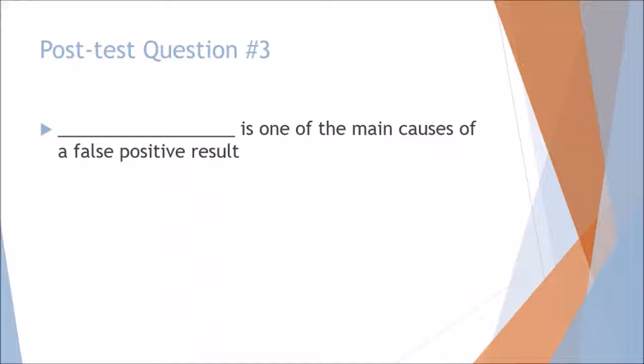Question number 3, what is one of the main causes of false positive results? Contamination, cross-contamination. This is a very sensitive assay. Any cross-contamination by buffer being added too high into the wells and spilling over into the next one, or splashing while you're patting your plate on the paper towels can cause contamination, and it can possibly give you a false positive result, and you don't want that to happen.